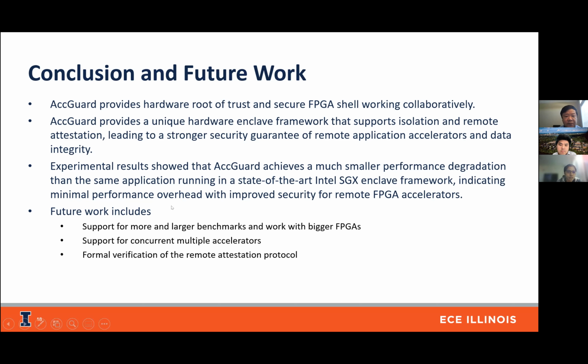And then future work. Support for more and larger benchmarks, work with bigger FPGAs, and support for concurrent multiple accelerators. This can work together with FPGA virtualization, so we have another project working on that. And then formal verification of the remote attestation protocol.